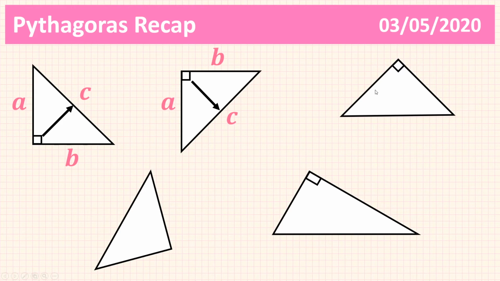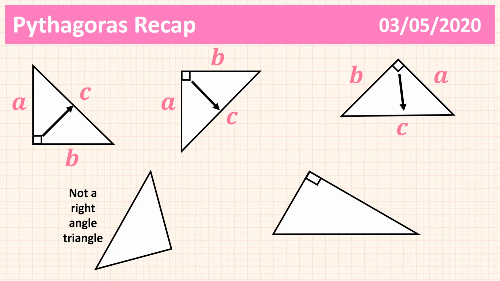Okay, so if you've done this correctly, you should have noticed there's my right angle, there's my hypotenuse, label the other two A and B. This one, there is no right angle. So that means this triangle, although it looks right angled, is not a right angle triangle. So we cannot apply Pythagoras.